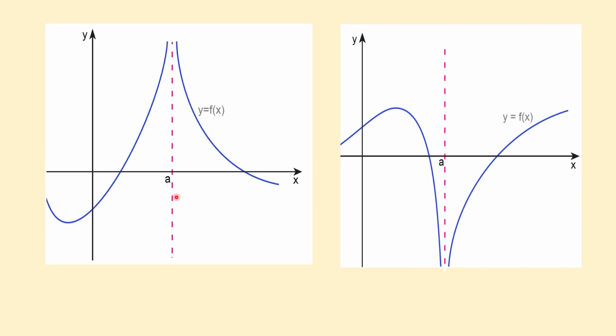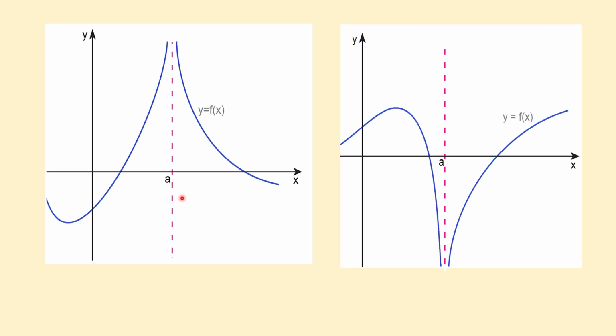Note that not all functions have vertical asymptotes. Some functions, like rational functions, may have vertical asymptotes, and we can easily find vertical asymptotes of rational functions.